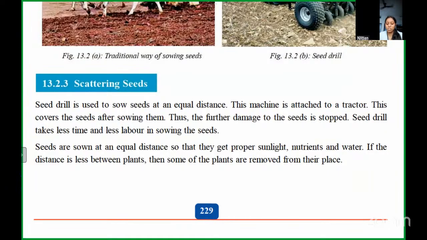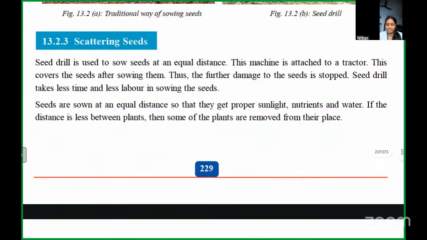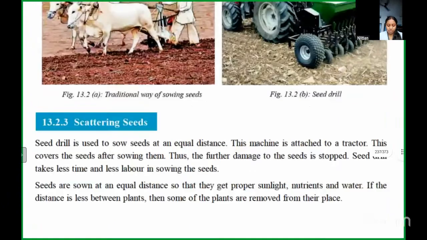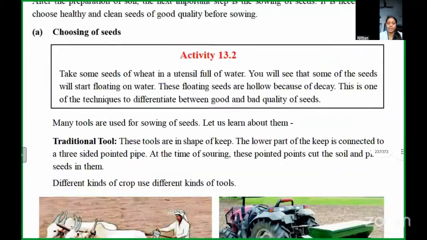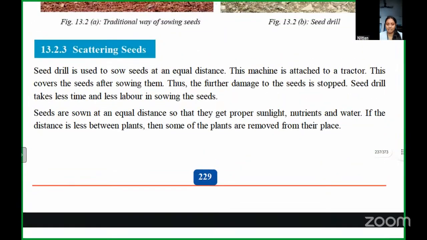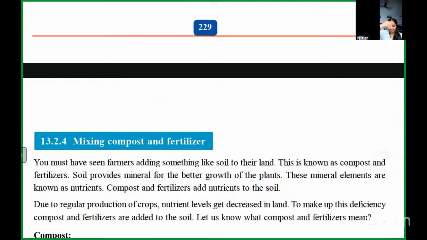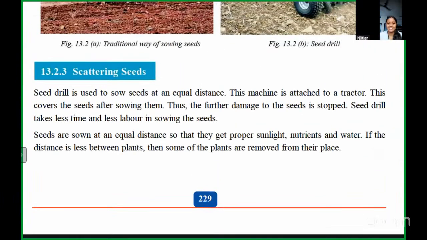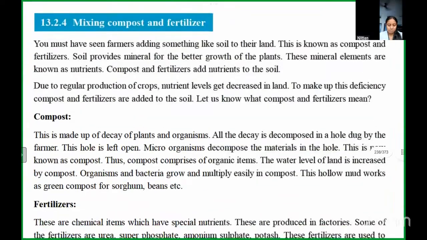The seed drill also covers them, because if it is not covered, what happens? The sun will dry them and birds will pick them. So the seed should go inside the ground and be covered with soil, so that it can germinate and not get destroyed. So this is sowing and scattering of seeds. Sowing is your traditional method. Scattering is your seed drill. This is not scattering with hand; this is scattering with a seed drill.